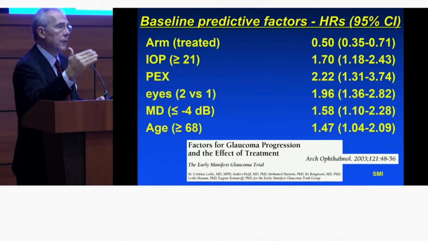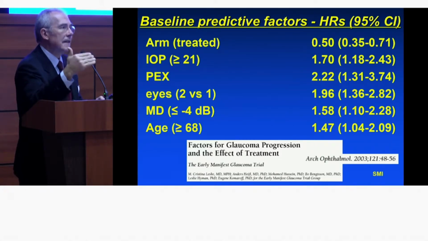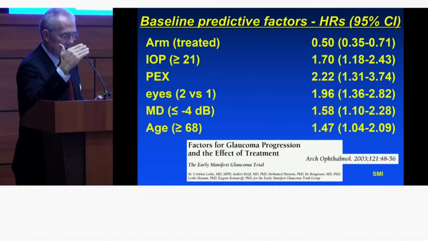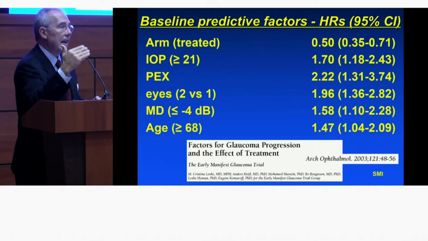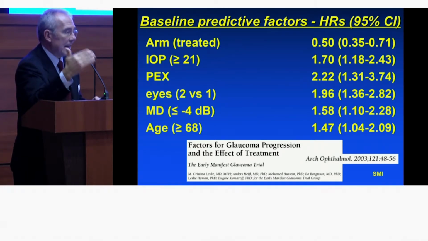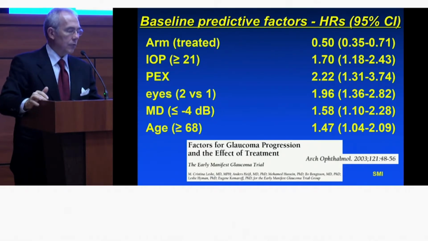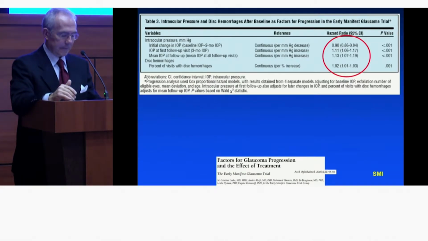And of course, other predictive factors are really relevant. The more advanced is the disease, the higher is the likelihood to develop a progression of the disease. The older is the age, the higher is the likelihood to develop a progression of the disease. And of course, the higher is IOP, the higher is the likelihood to develop a progression of the disease.